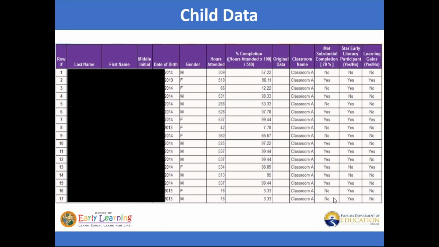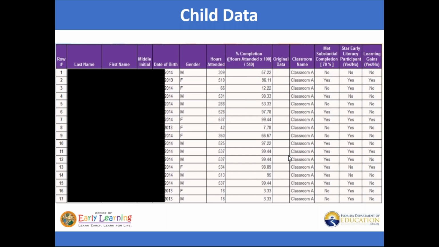Okay, on the current screen, the bottom two children did not make the 70%, but it shows they were tested. Why is that? Because the 70% is of the hours that were attended at that VPK provider. Whether or not they were screened is what happens when they went on to kindergarten.